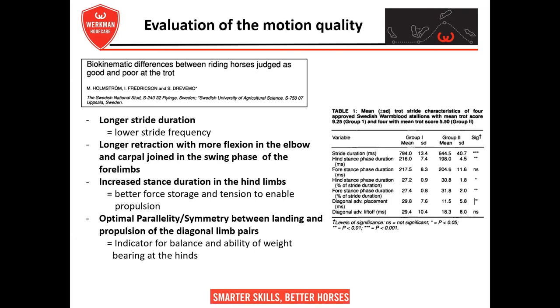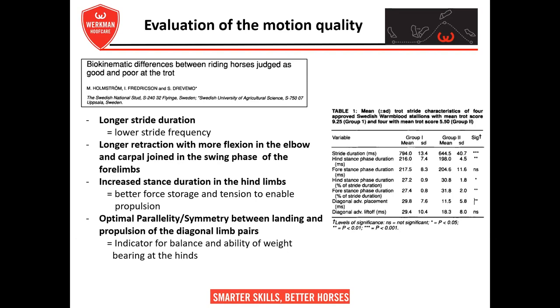And they saw an increased stance duration in the hinds, which means we have more propulsion, because the horses have more time and can better store forces and create tension to enable really good propulsion of the body. And these horses also showed good parallelity and symmetry between landing and propulsion of the diagonal limb pairs in trot. And this is an indicator for a good balance and a good ability of weight bearing.